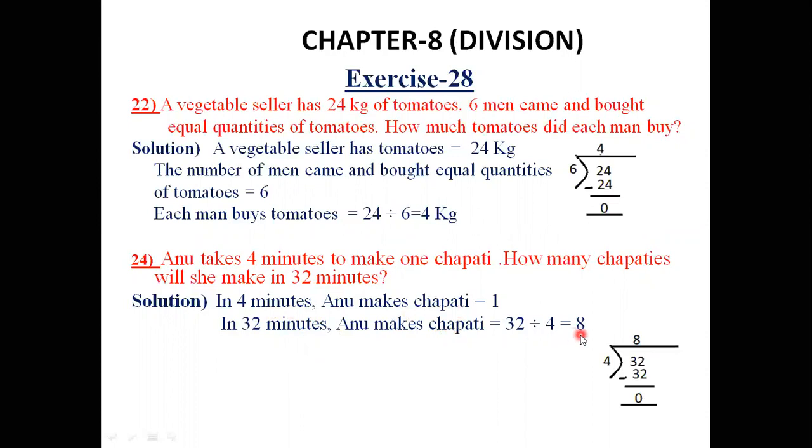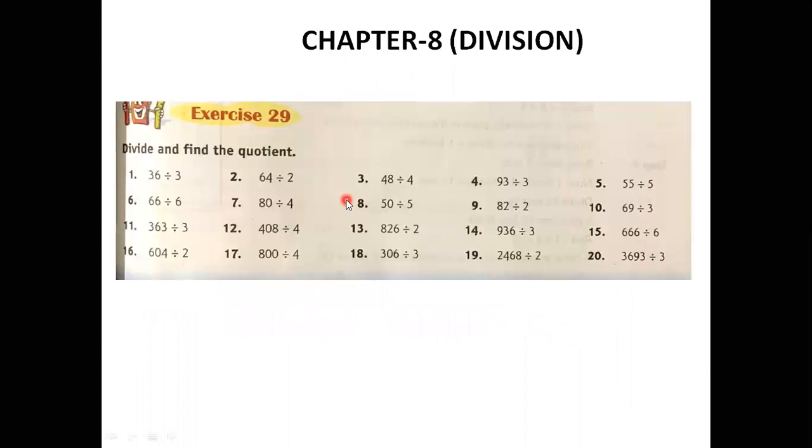It means the number of chapatis is equal to 8, which is made by Anu in 32 minutes. And now we go to exercise 29. Divide and find the quotient.